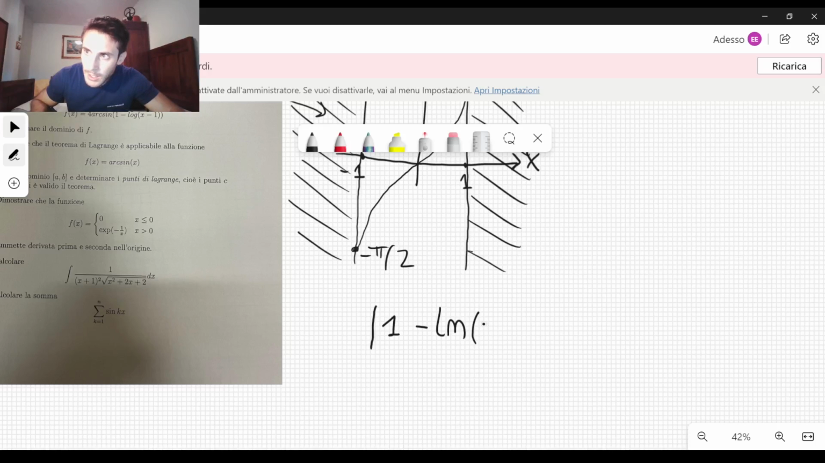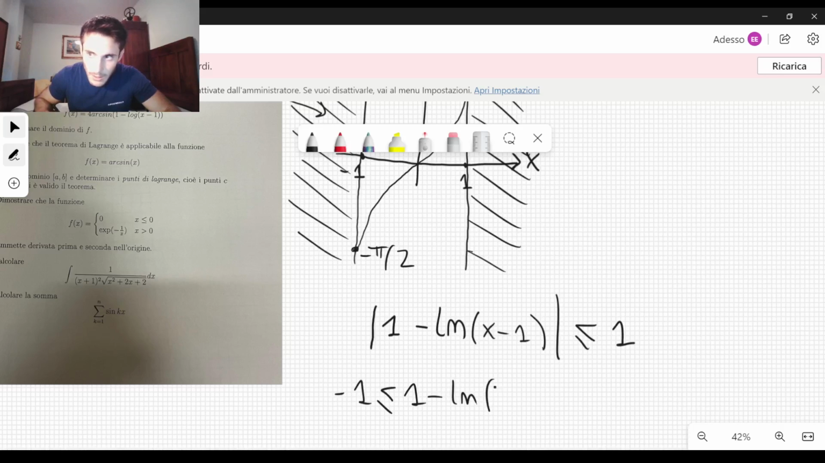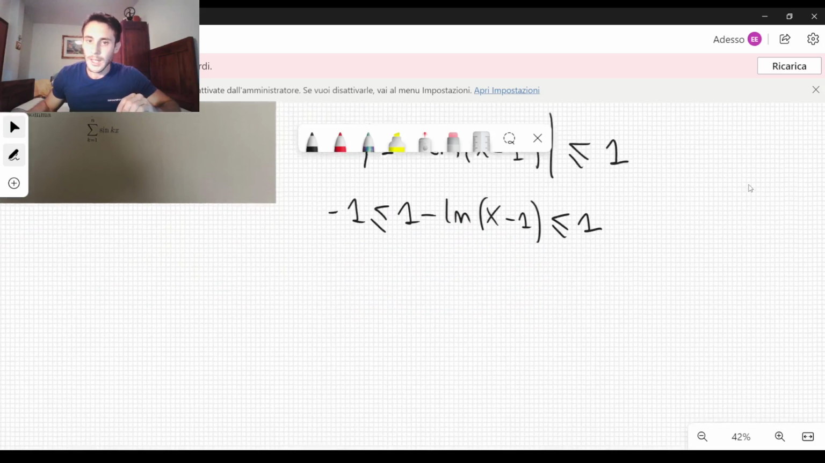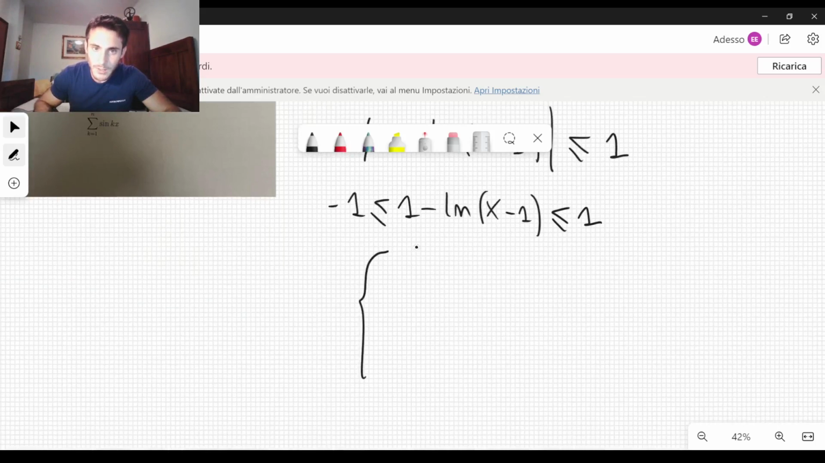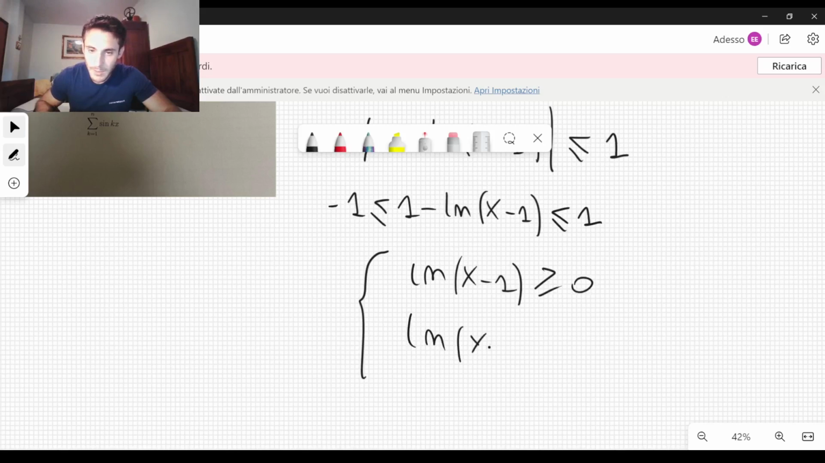And then here I have x minus 1, and this should be less than or equal to 1. This is how we can define the domain of the function. This basically means that minus 1 should be less than or equal to 1 minus natural log of x minus 1, and this is less than or equal to 1. And then here we have the following system. Natural log of x minus 1 should be greater than or equal to 0, and natural log of x minus 1 should be less than or equal to 2.